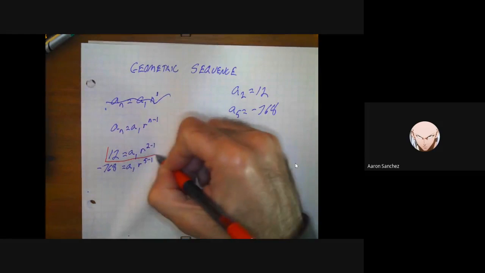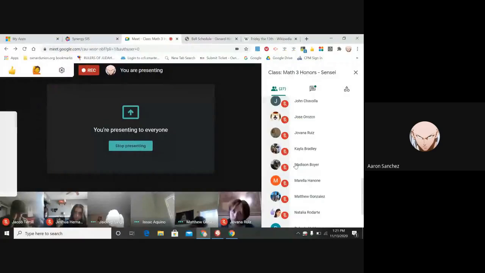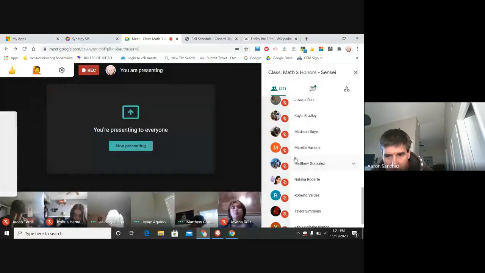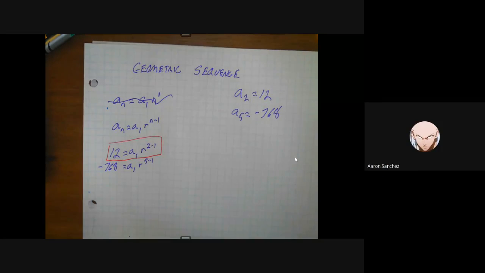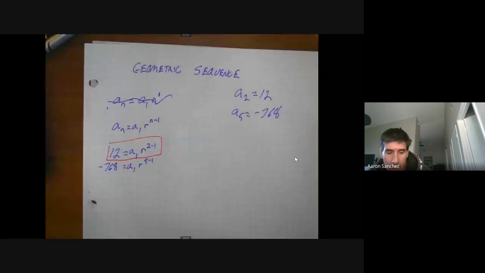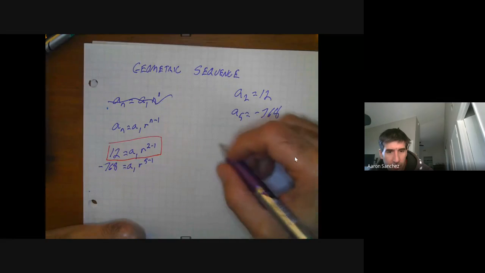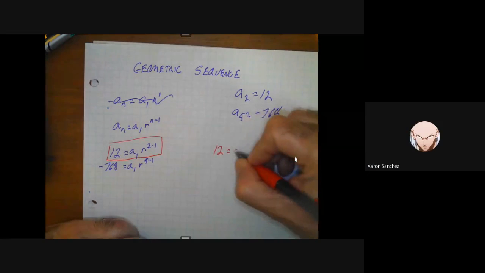Am I going too fast for anyone? Taylor, am I going too fast or am I going just right? You're going just right. Or am I going too slow? No. Okay. Ishi, how about you? How do you feel? Give me a feel. Am I going too fast? Oh, you're good. Am I going too slow? Okay.